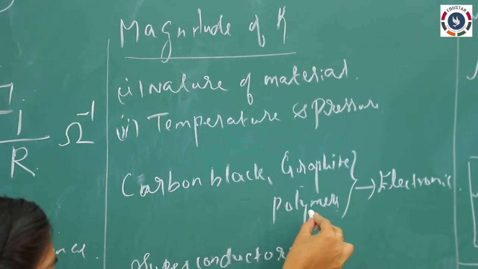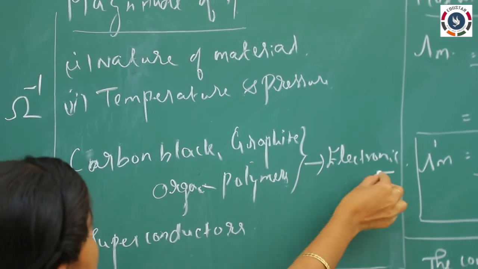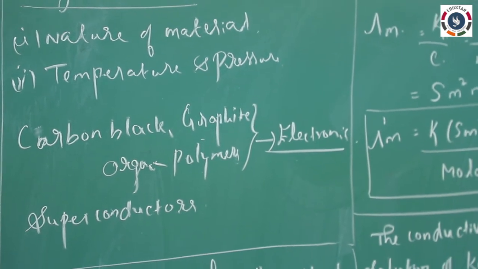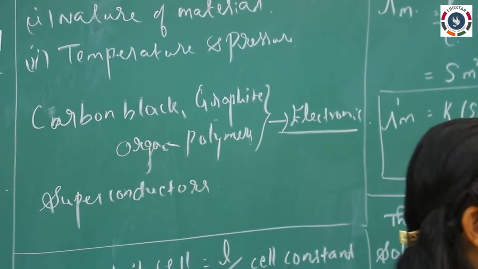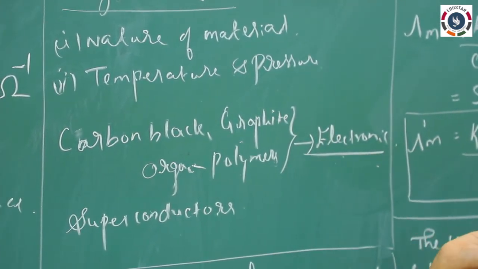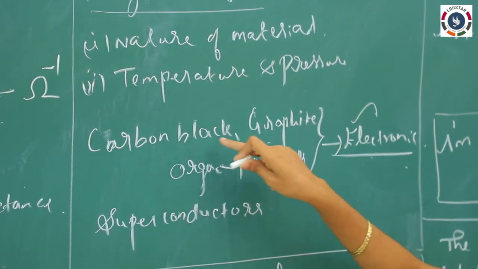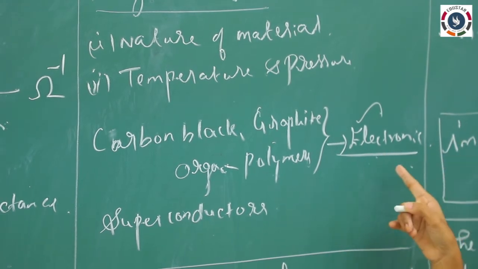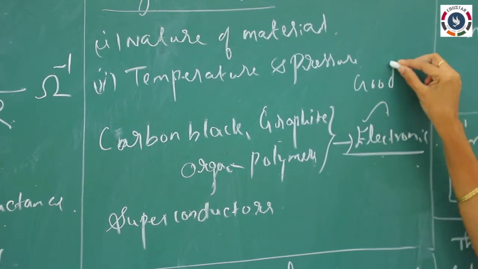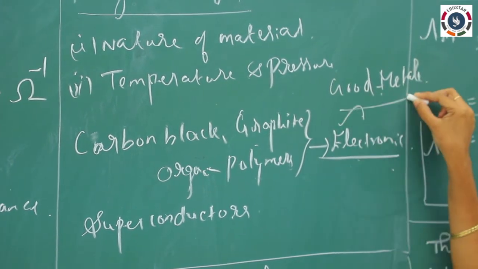Carbon black, graphite and some of the organic polymers show electronic conductance. Electronic conductance means that the conductance happens through the movement of electrons. So, these things fall under electronic conductance. Metals are already good conductors and insulators are of course the worst conductors.